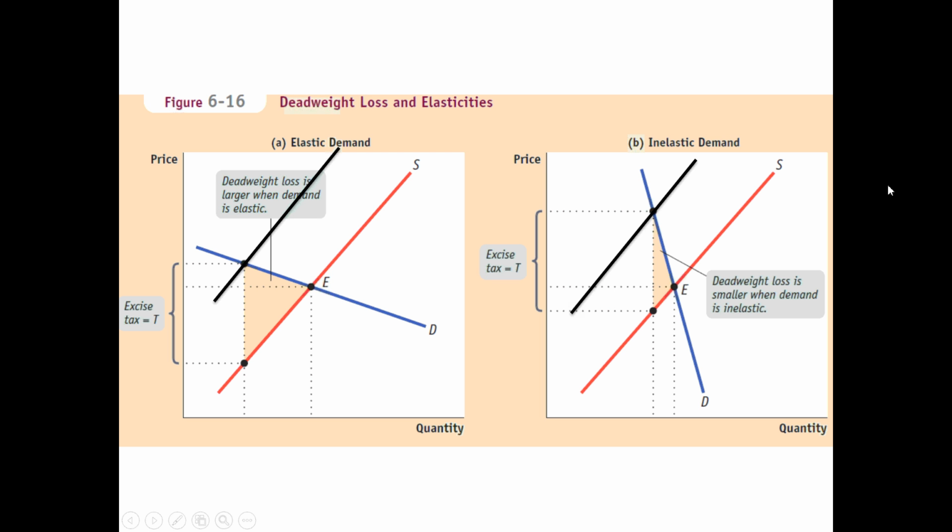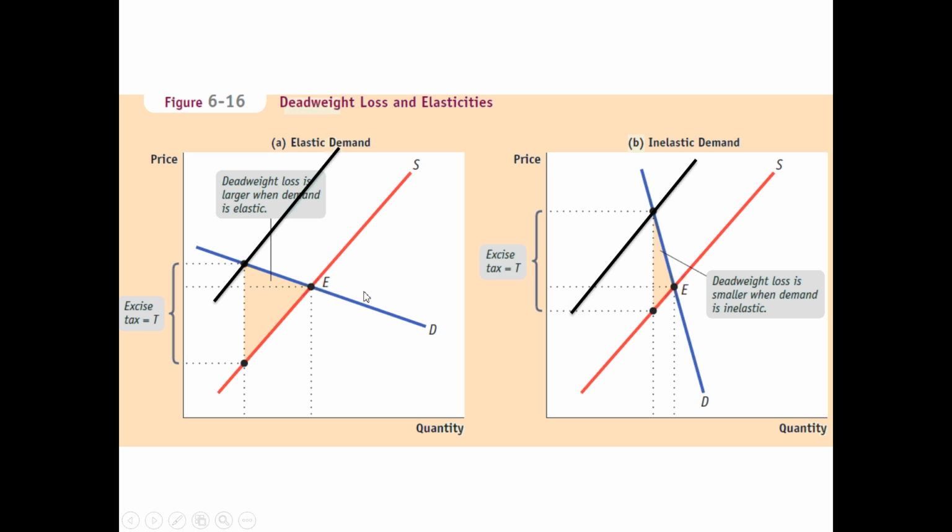So everything about these graphs is the same except for the slope of the demand curve. So we started at point E, and that measures up perfectly with point E over here. And then we did a tax of exactly the same amount. So this supply curve has the same slope as the other one, and we shifted it up by the exact same amount.